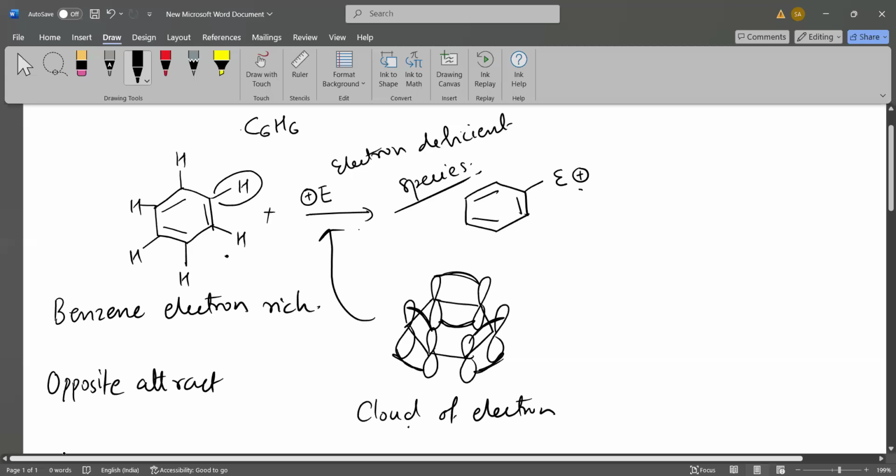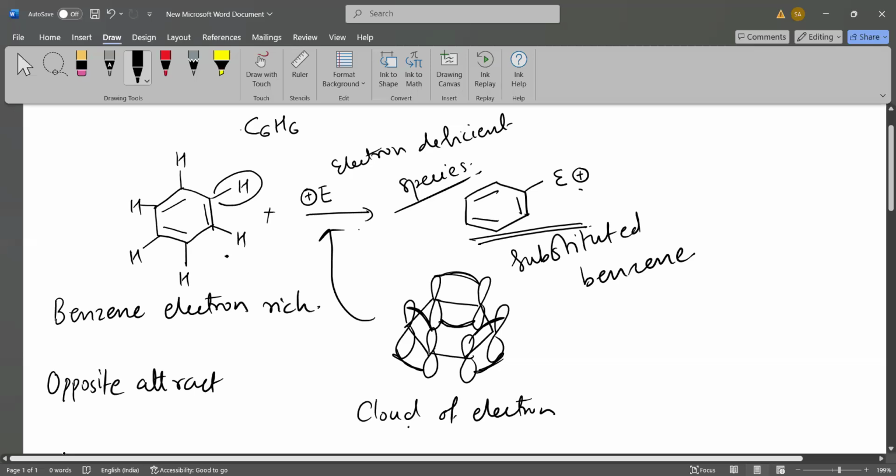Now, normally the electrophile goes to the benzene and you get a substituted benzene, correct? But then what if there is already a substituent present on the benzene? Then where would the electrophilic substitution take place? That is the question, isn't it?